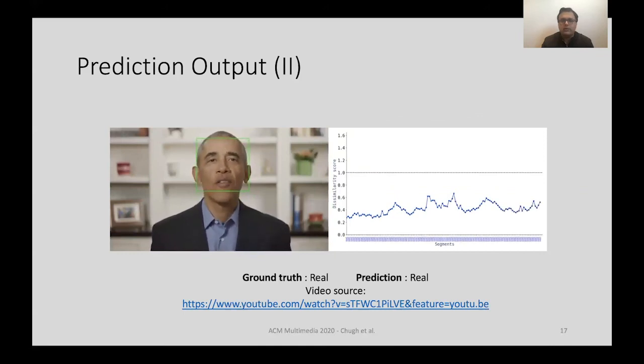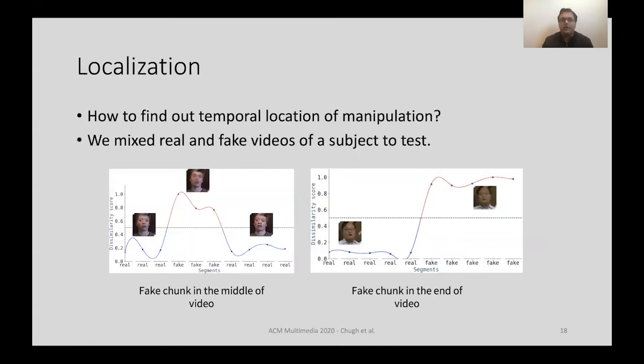So here, you can notice that the score is lower as compared to the fake video, which was in the earlier slide. Now further, since our approach is based on computing this dissimilarity at segment level, we also evaluated the performance of our method for the task of localizing the timestamps of manipulation. So the task is, where has the manipulation occurred in a video in time?